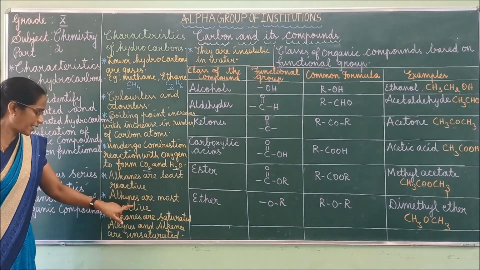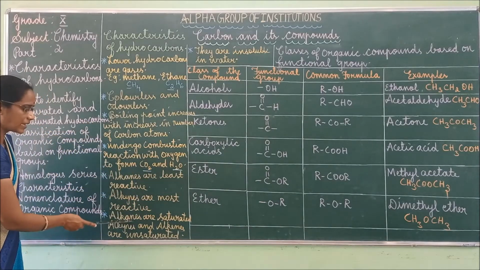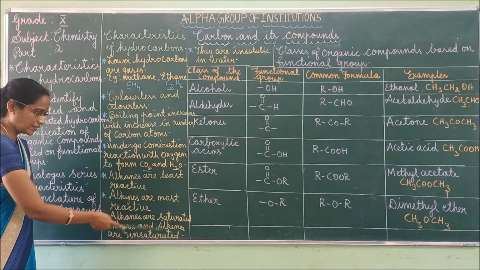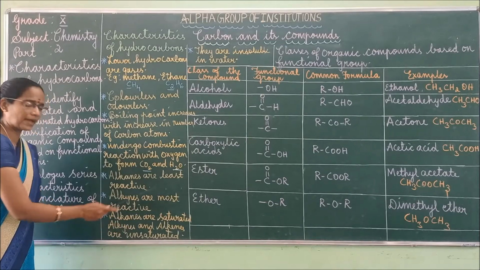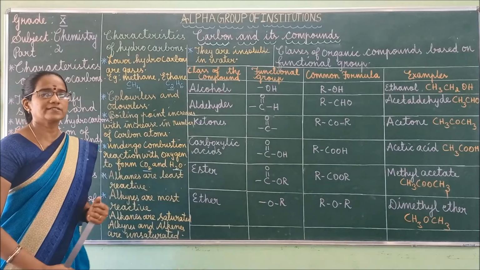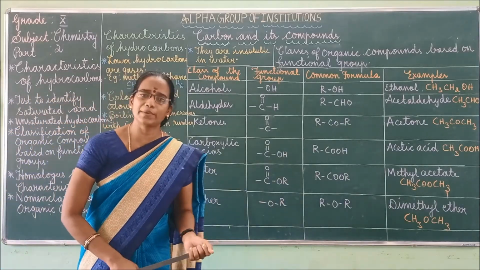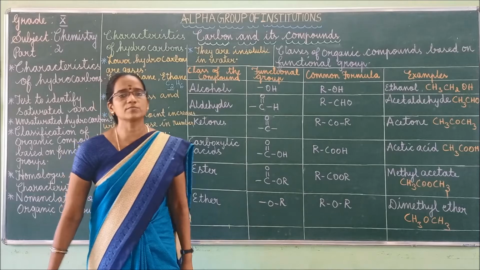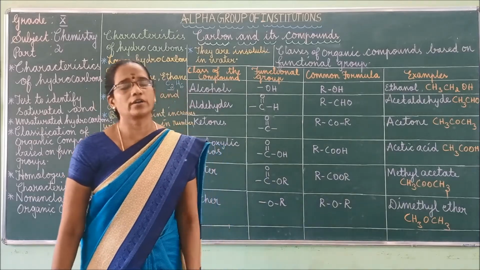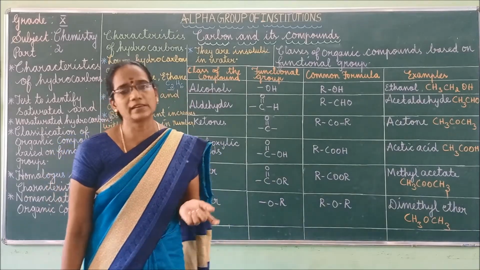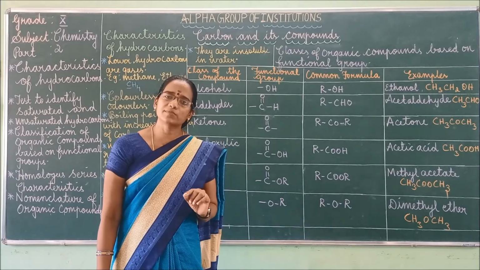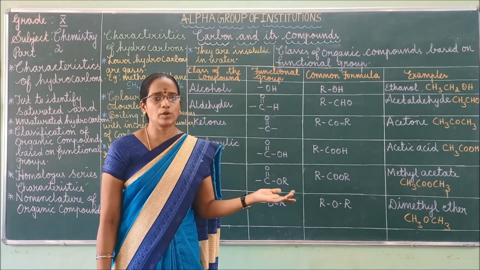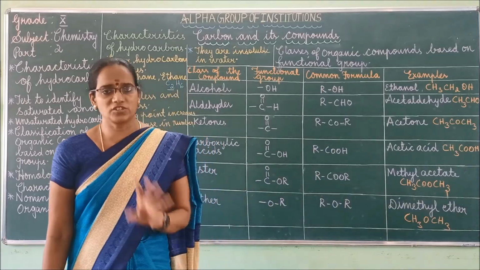Got it, children? Right. Next point, alkanes are saturated, whereas alkynes and alkenes are unsaturated. Alkanes are saturated compounds because the carbon atoms are connected by a single bond, whereas alkenes and alkynes are unsaturated. The carbon atoms are connected by a double bond for alkenes, whereas by a triple bond for alkynes.